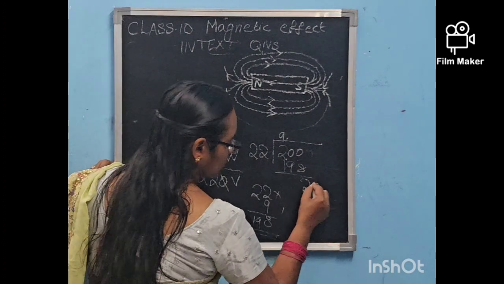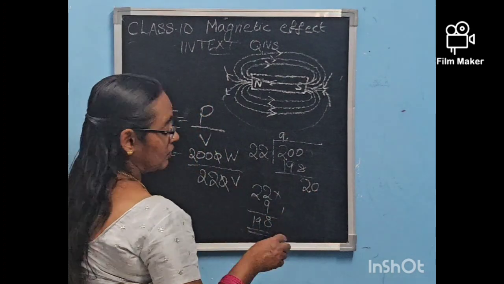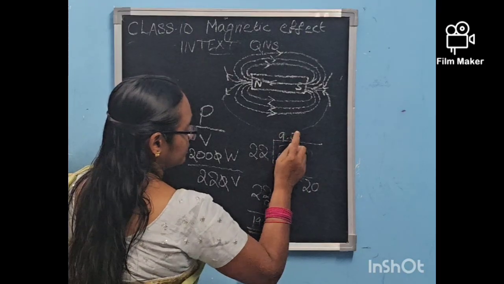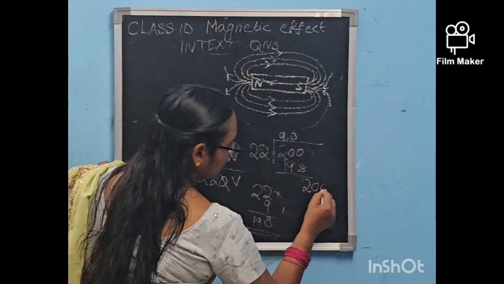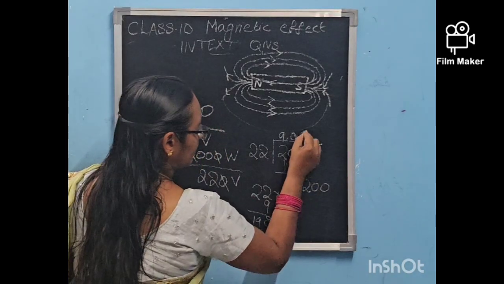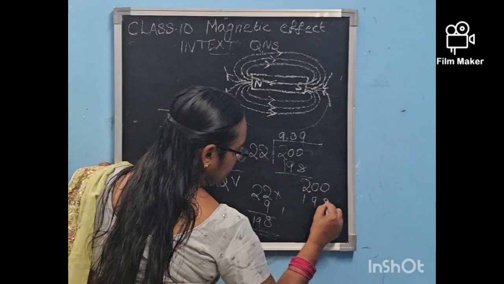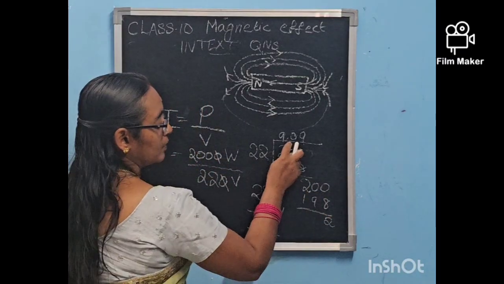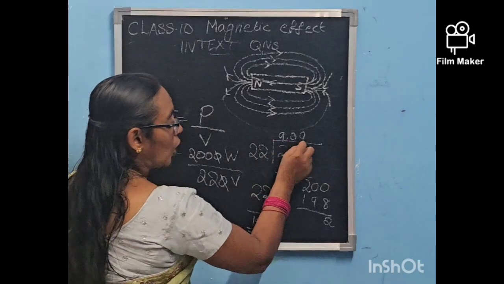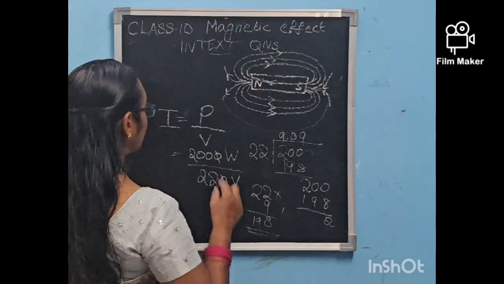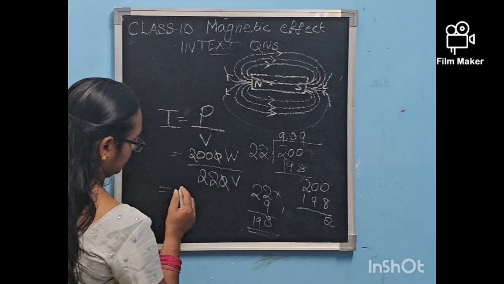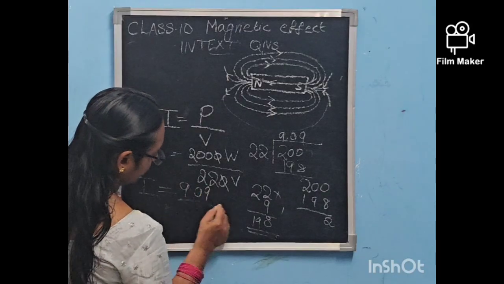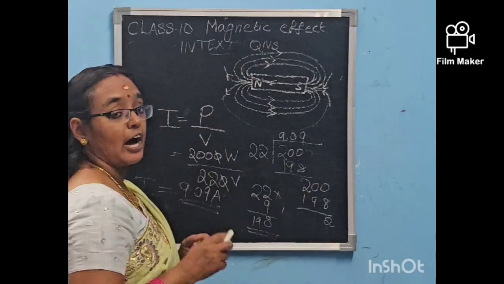If we put 0, will it work? No, we have to put a decimal point and add a 0, making it 20, then 200. Again 9 will come, 198, and the remaining again becomes 2. Like that it will keep going. This means 9.09 ampere is the current required for the oven. Current required, I, is equal to 9.09 ampere.